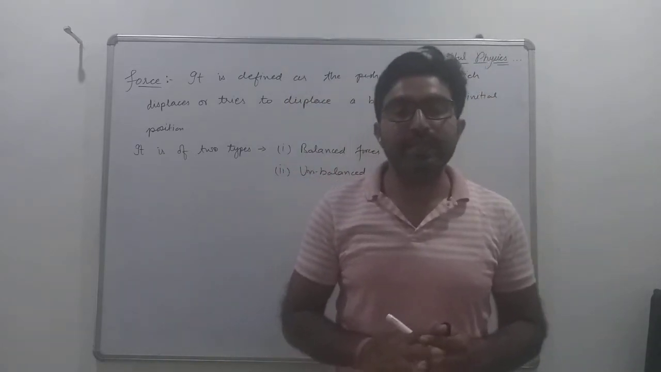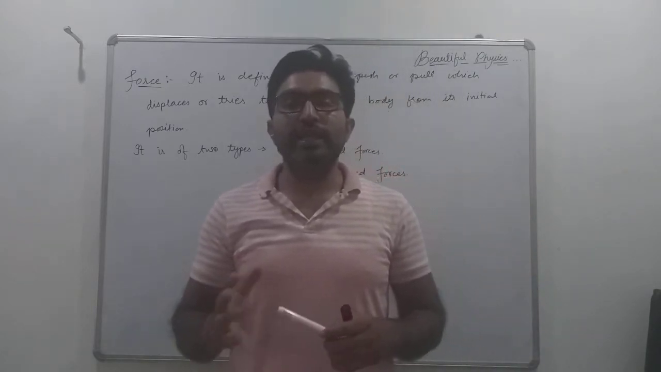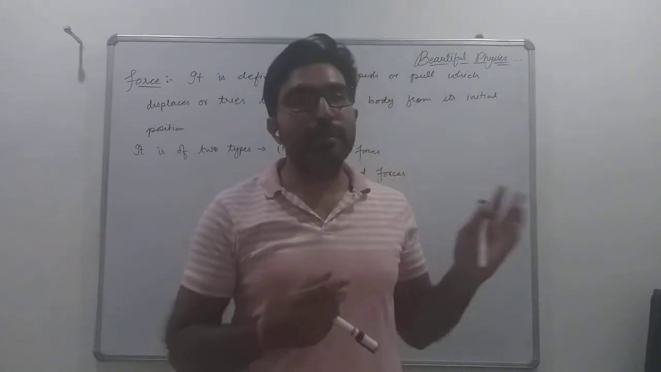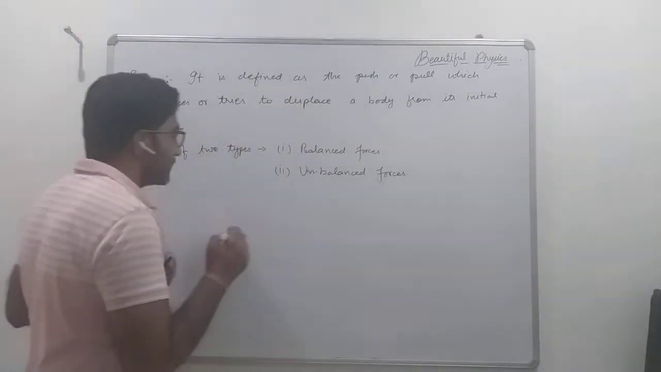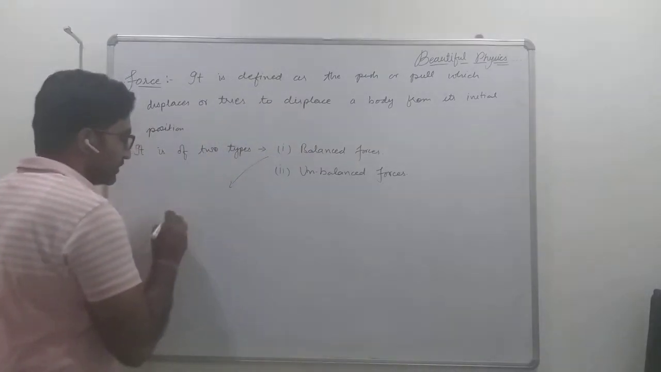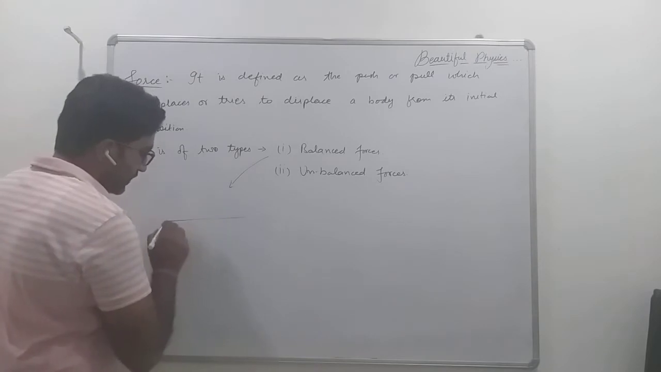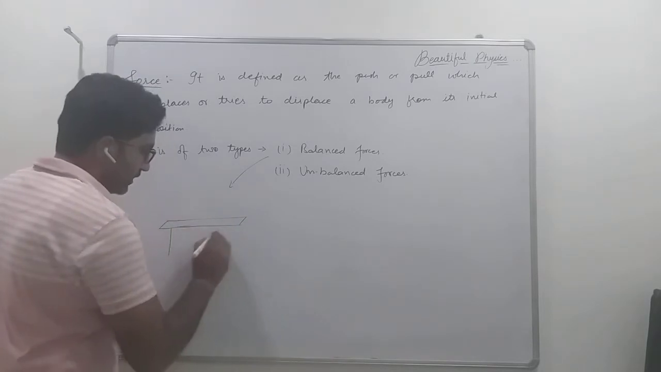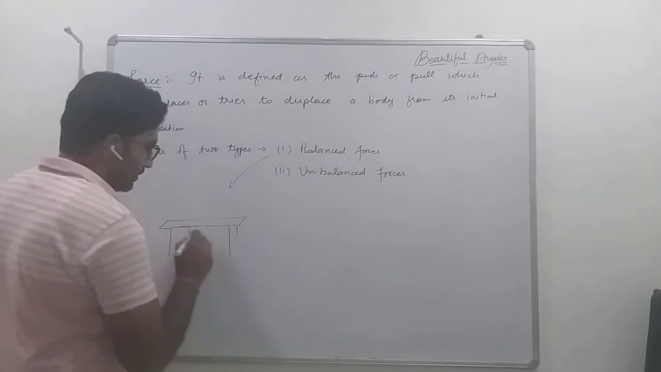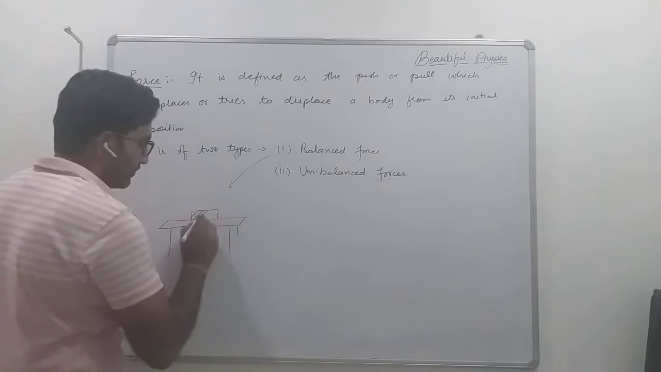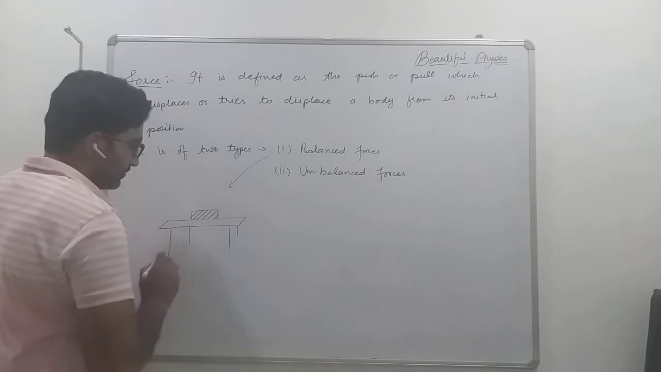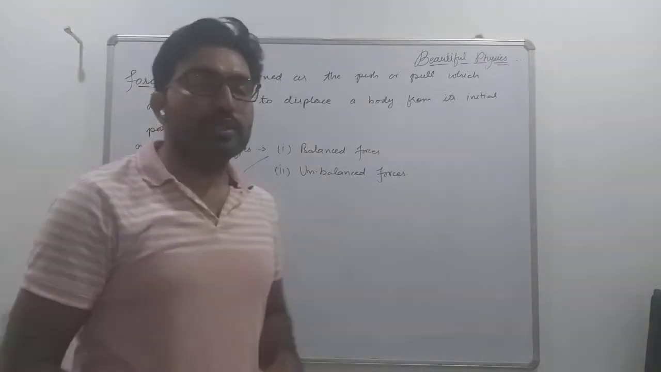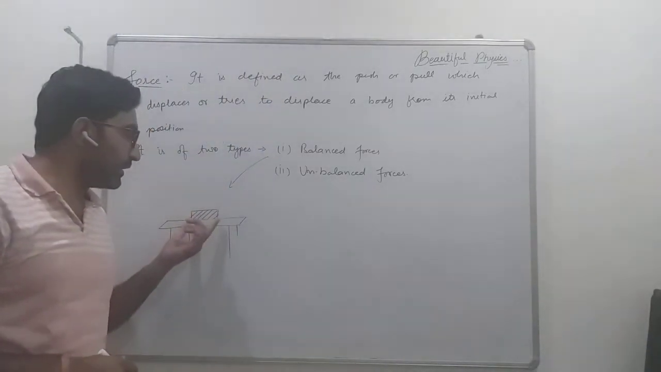Or we can say that if a number of forces are acting on a body and their net effect is zero on the body, then the body is said to have balanced forces. Let's take an example of balanced forces. Suppose we have a book lying on the table. The net force on the book is balanced and the net effect on the book is zero.